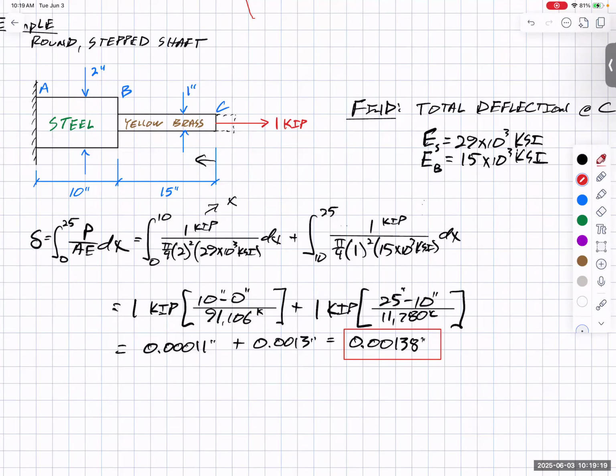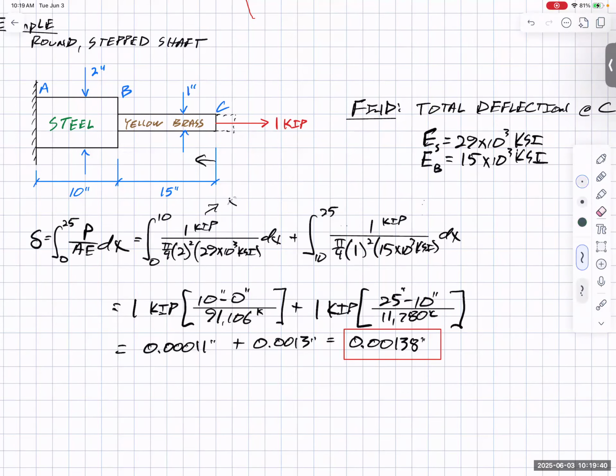Now, what we notice here is that the integration was trivial, right? I mean, why even talk about integration? Really, the only reason we have to include integration is if that P value, that force, is changing, or the area is changing. That's the only way. But 99% of the time, that is not the case.